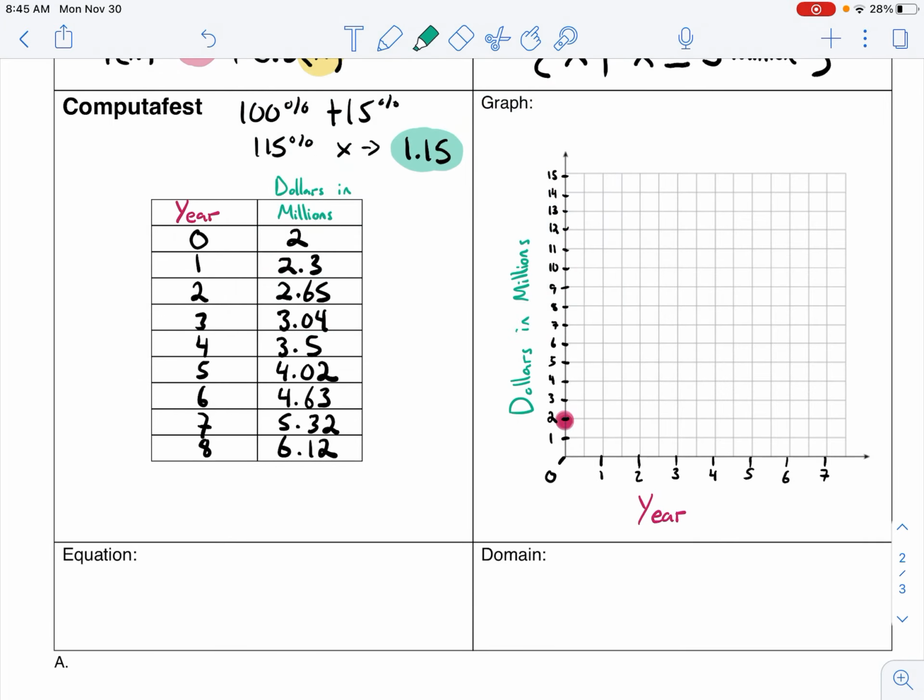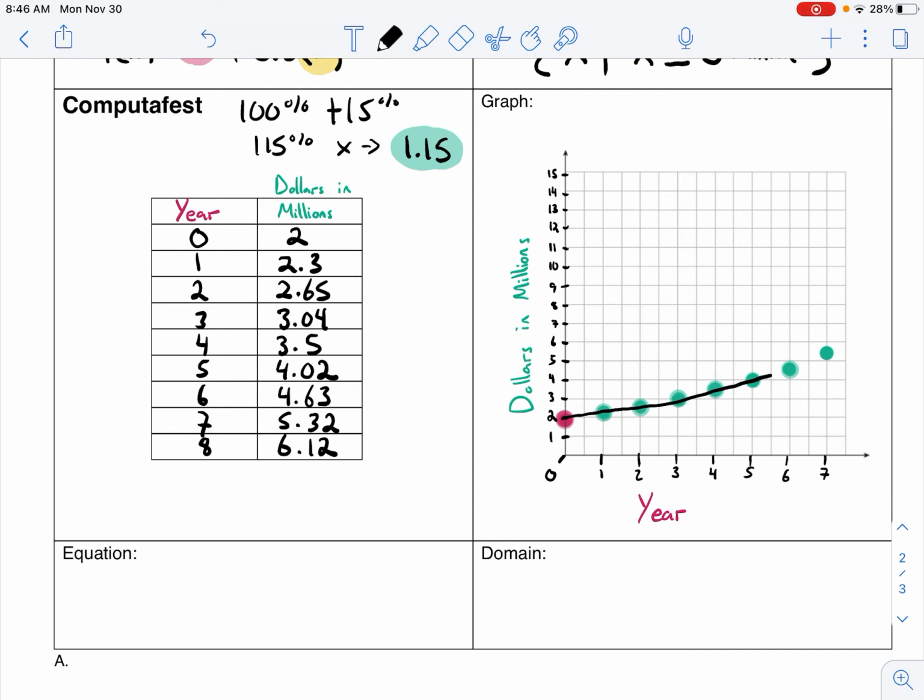So in our graph, we started at 2 million, and then 2.3, 2.6, 3, 3.5, 4. These are roughly, they're not exact. Then 4.63, 5.32. It's not very easy to see, but we are increasing as we go. You can see it starting to curve up.